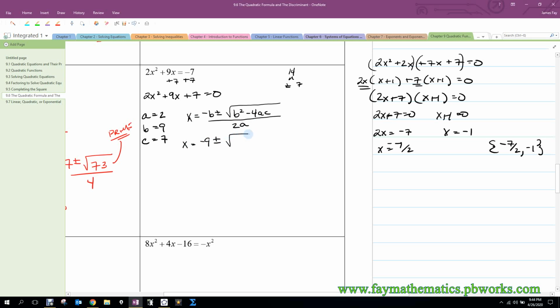Plus or minus. So I'm just going to go ahead and square b right away. So b squared would be 9 squared, which is 81, minus 4 times a times c, all over 2a. 2a would just be 4. All right, so it's going to be 81 minus, this ends up being 8 times 7, 56. So you get x equals -9 plus or minus 81 minus 56.